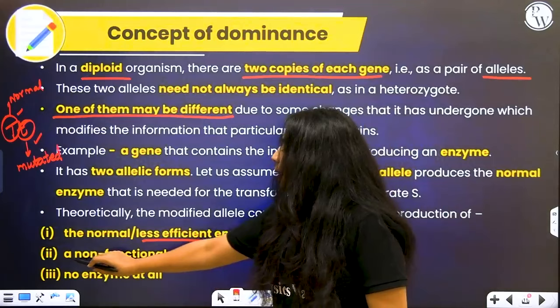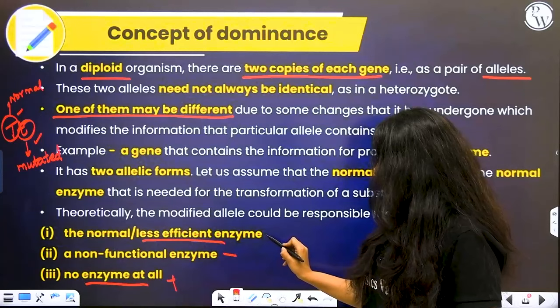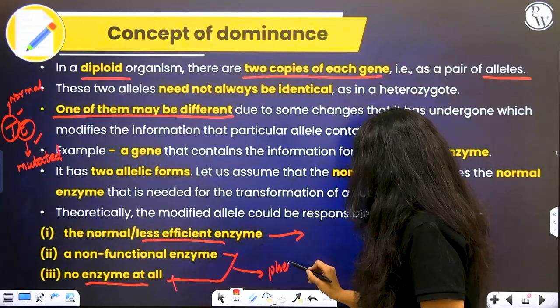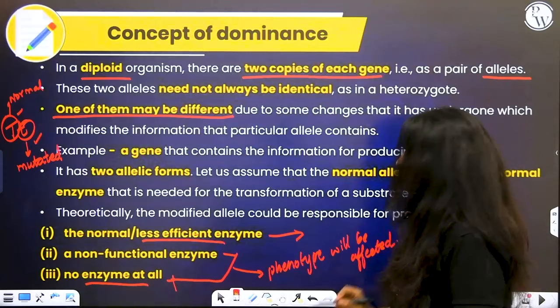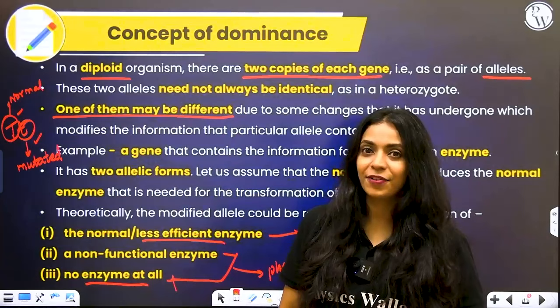If it's a non-functional enzyme, it cannot do its job at all. Or sometimes there are modifications that take place in genes which make sure that the enzyme itself is not produced. If it is this case, then there is no change. The phenotype will be as capital T. If it is this case, then the phenotype will differ. Phenotype will be affected. Okay, so usually the dominant one is the one that has not undergone mutation. The ones that have been modified usually are recessive in nature. Okay, so that's about the concept of dominance.